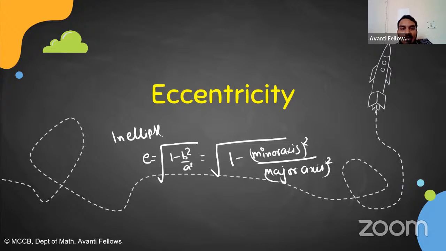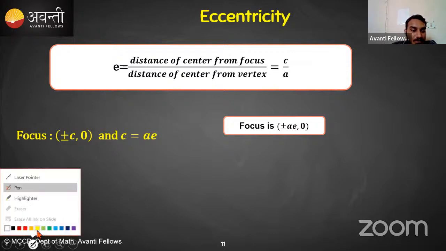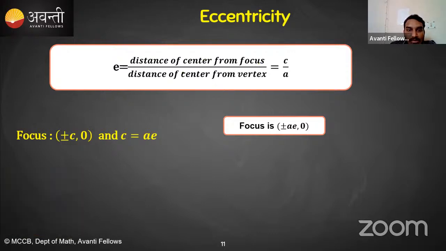So now similarly we can derive the formula of the eccentricity of the hyperbola. Okay. Again, eccentricity का formula क्या होता है? For the central conic. I have told you same thing in the ellipse also. For the central conic, means the conics which have the center, means hyperbola and ellipse, the eccentricity can be defined as distance of center from focus divided by distance of center from vertex, means C by A. Okay, so your eccentricity is equal to C by A.